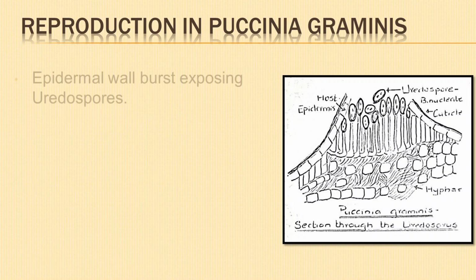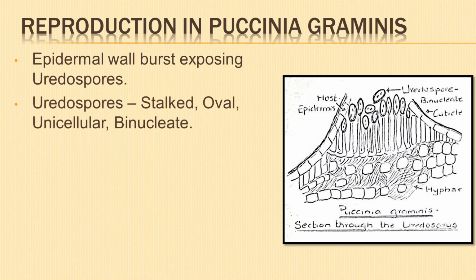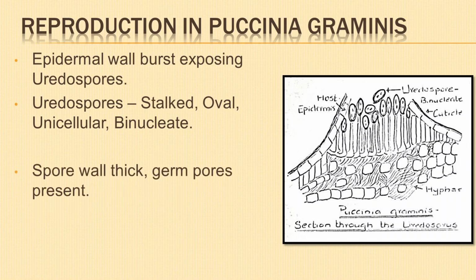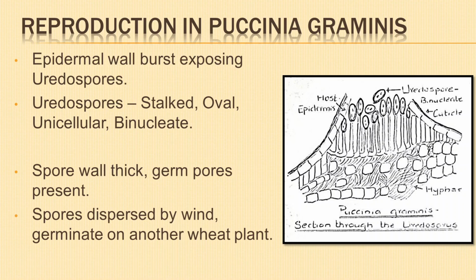With maturity, the host epidermal wall bursts due to the pressure created by the developing uredospores, which then become exposed. The uredospores are stalked, oval, unicellular, binucleate structures. The spore wall is thick with 4 equatorially arranged germ pores. They are dispersed by wind, and during the favorable condition, they germinate on another wheat plant.